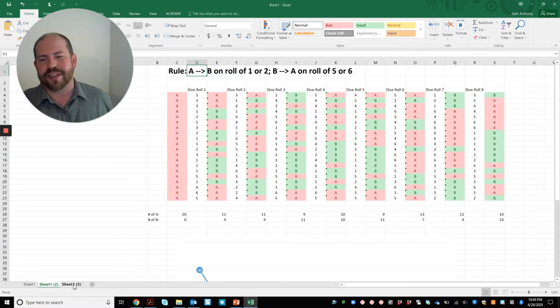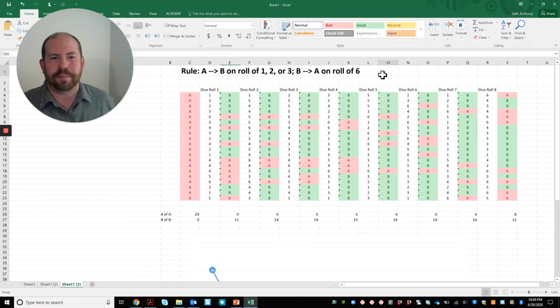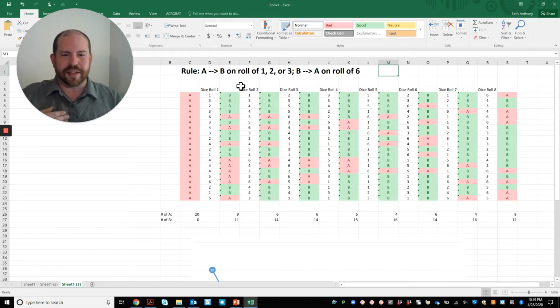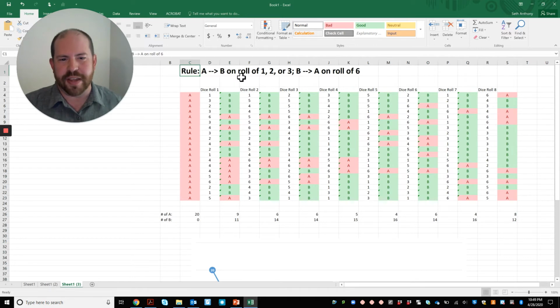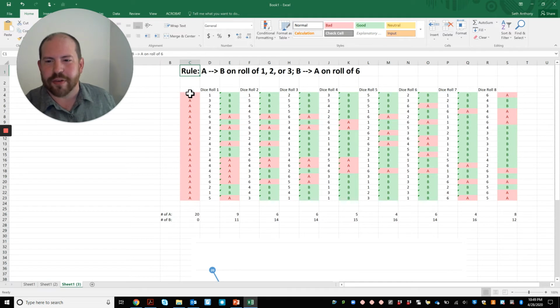So now let's do something that's not quite as evenly balanced. Let's make one of these processes easier than the other. So I'm going to say A going to B, my forward reaction, happens if I roll a 1 or 2 or a 3. I'm making this pretty easy, but I'm going to make going backwards a little harder. In order for a B to go back to A, it has to roll a 6. So once again, I'm going to reset the room and everyone's going to start as A's.